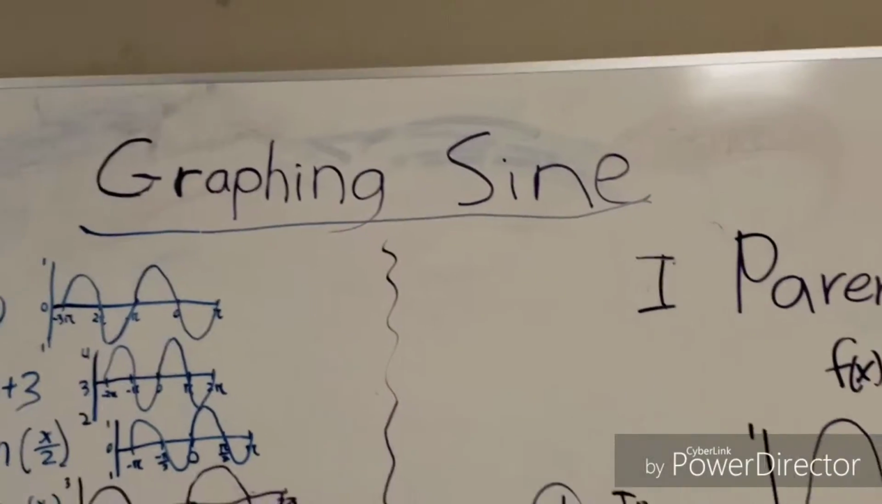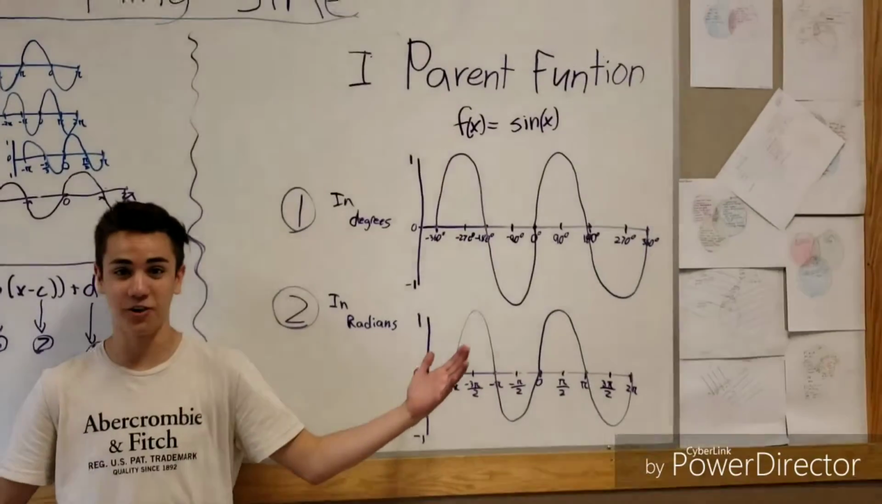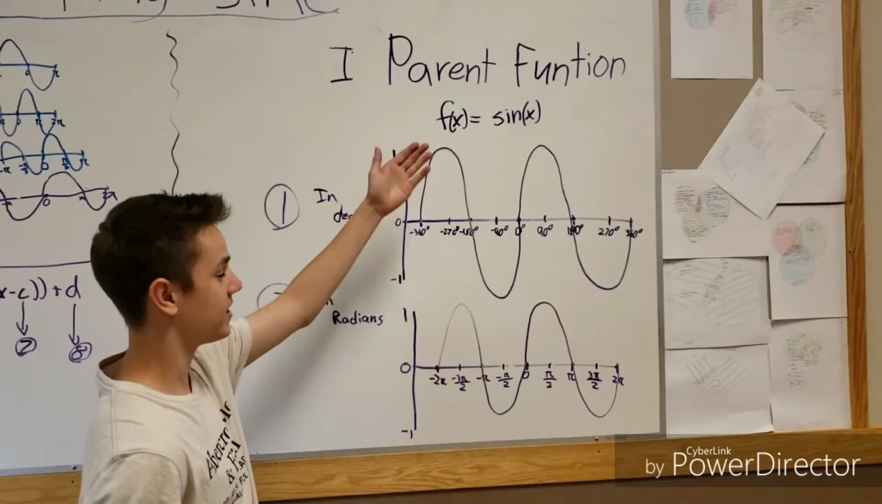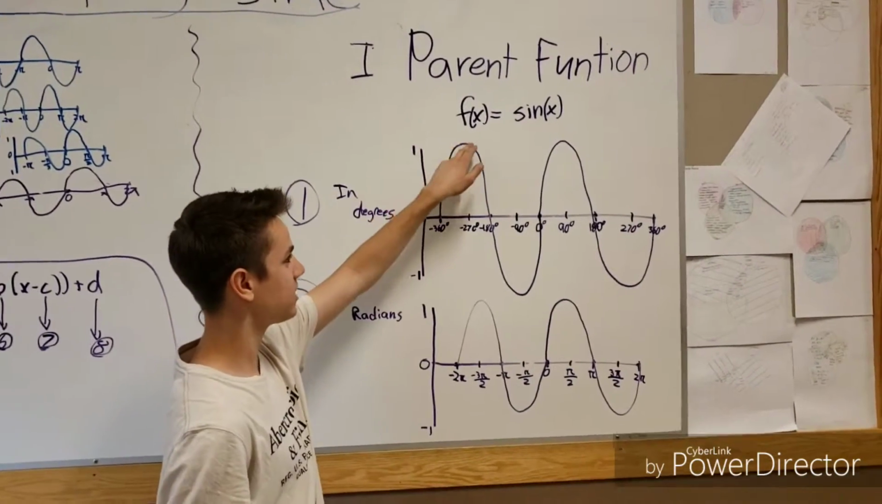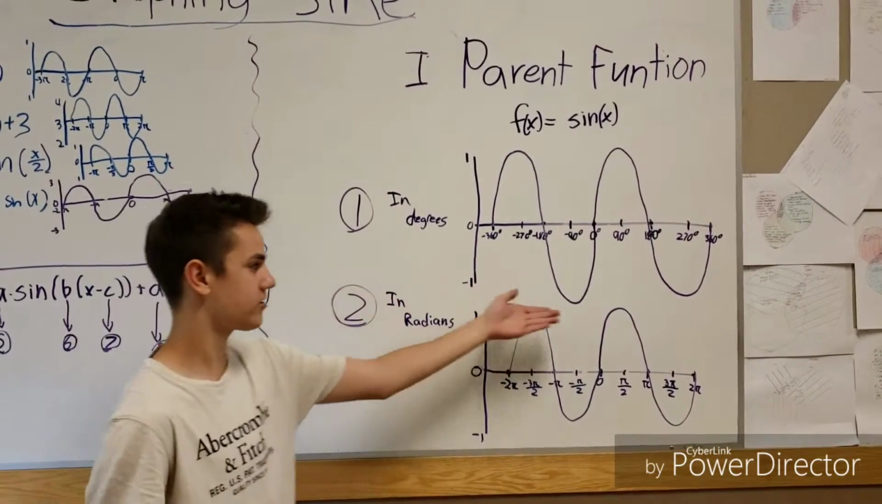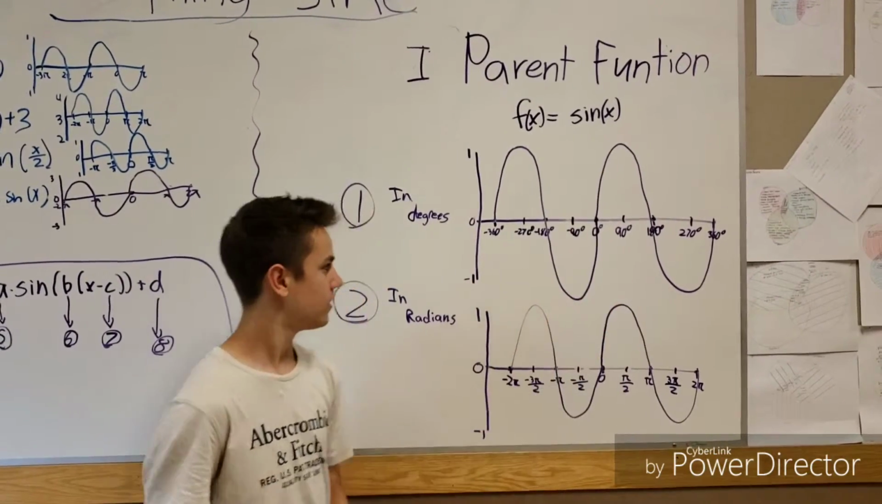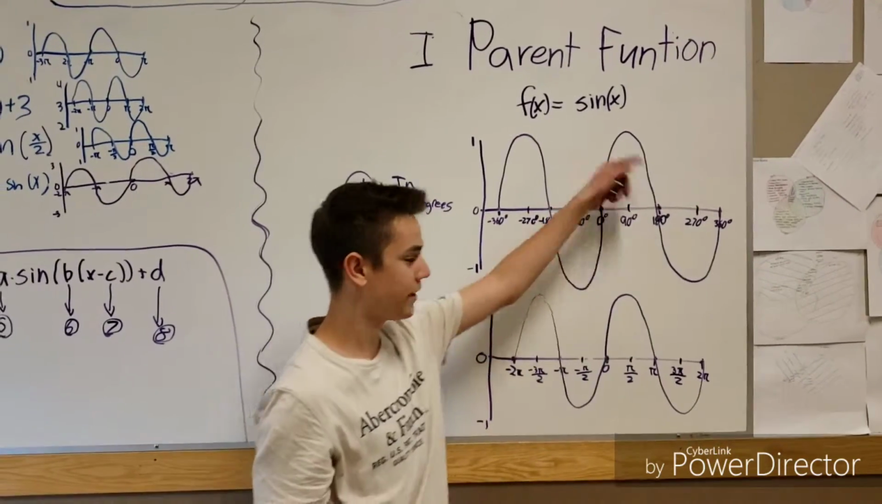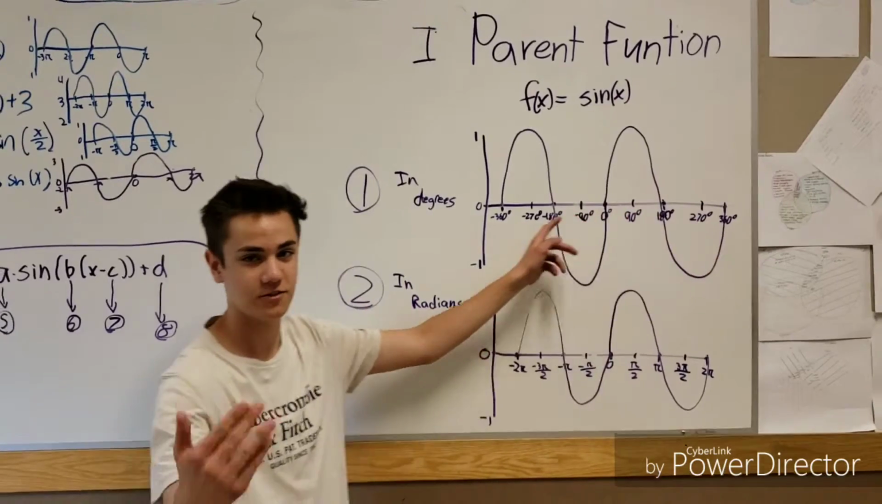Topic is graphing sine. Sinusoidal waves. So this is the parent function for a sinusoidal wave. It is f of x equals sine of x. In degrees, this would look like this graph right here. This whole thing here is called a period. You have two periods in this sinusoidal graph.